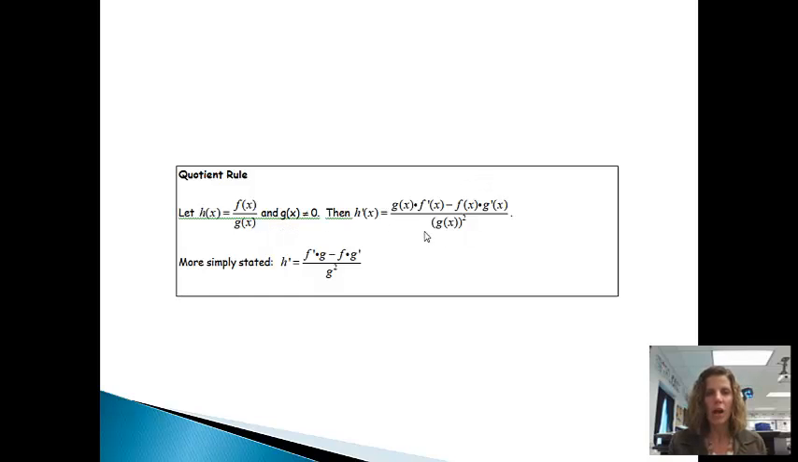So you'll notice it's kind of wordy up here, but let's just go down to the more simply stated one. We're basically going to be taking f prime times g minus f times g prime, all over g squared. Notice it is somewhat similar to the product rule, because in the product rule we also have f prime times g and f times g prime, but this time instead of a plus, we have a minus, and then we're dividing by something. So we're going to go right into examples and see how it works.